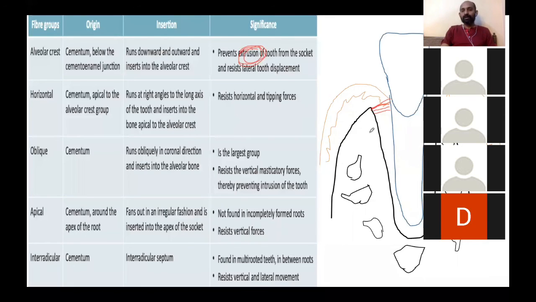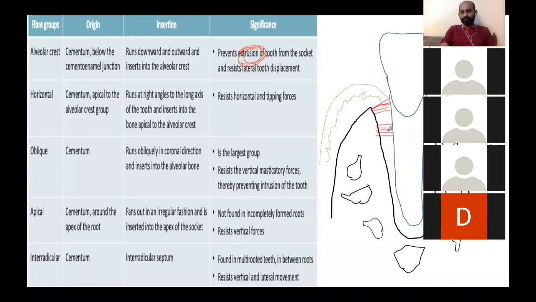This group is called the horizontal fibers. As the name suggests, very simple, they lie horizontally. The origin is from the root at the cementum, and they run horizontally and insert onto the alveolar bone. So this is the direction of your horizontal fibers.